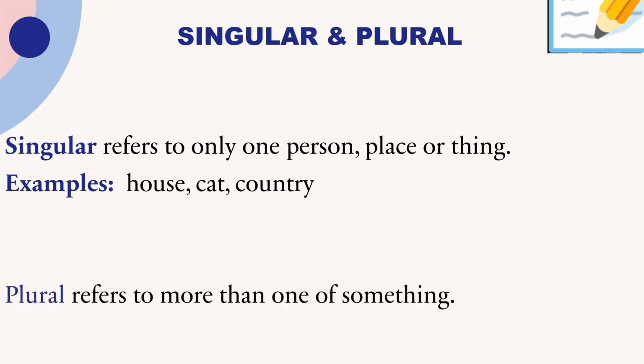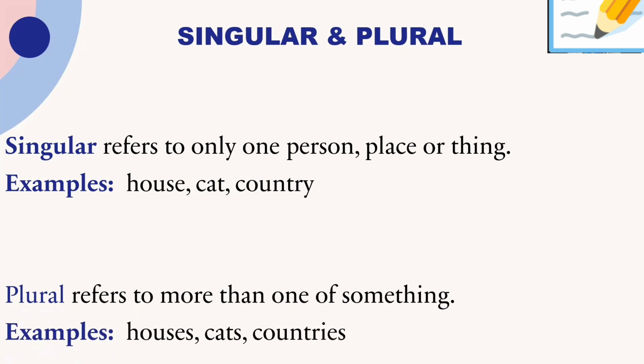Plural nouns refer to more than one of something, meaning more than one. Examples: houses. The example given in singular was house, but the example in plural is houses. Then cats, then countries. So now you can compare both nouns together, singular and plural. You will find the difference between nouns which are singular and nouns which are plural, having seen the examples given in this lesson.